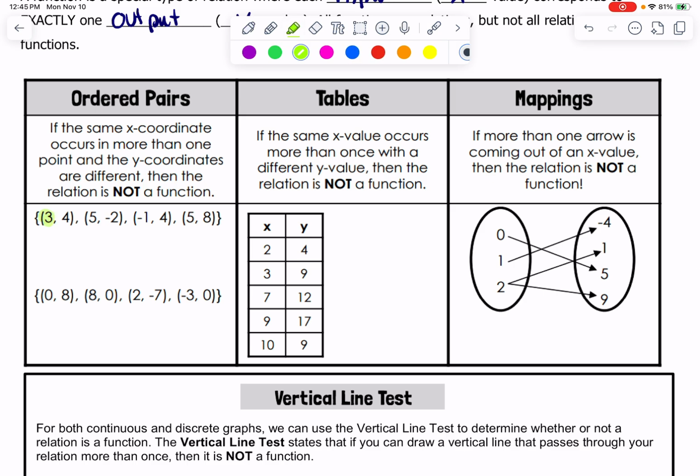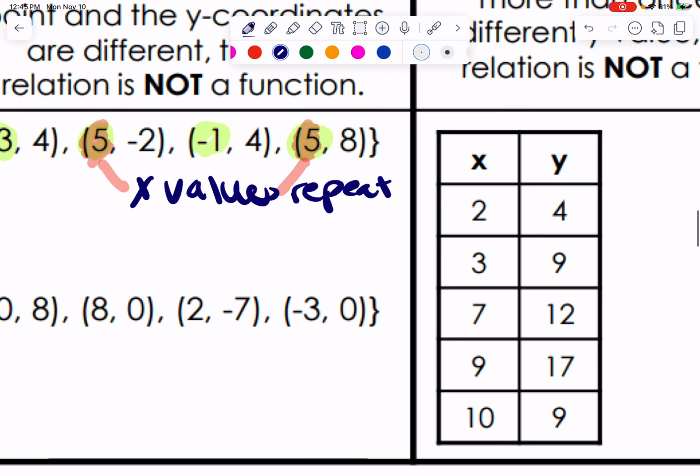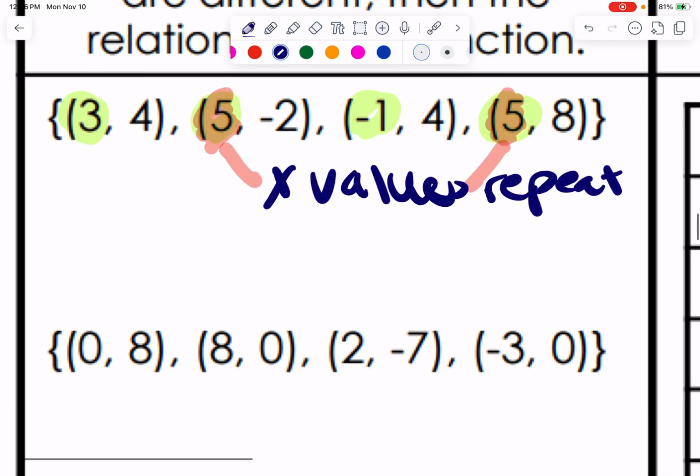Okay, so I've got 3, I've got 5, I've got -1, and I've got 5. All I'm looking at is the x values. Do any of these x values repeat? Yes, the 5 and the 5 repeats. So let me write this down. The x values repeat. If my x values repeat, this is not a function.